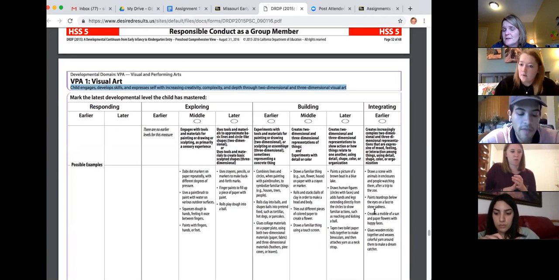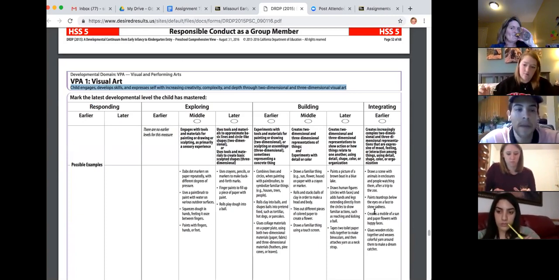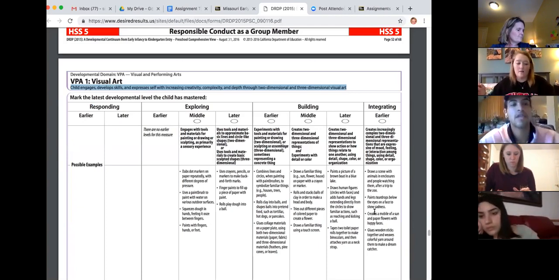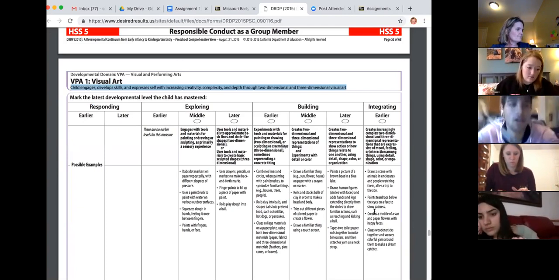So I know that for our whole prop box thing, we have to have national standards as well as state standards. Are these like national standards?